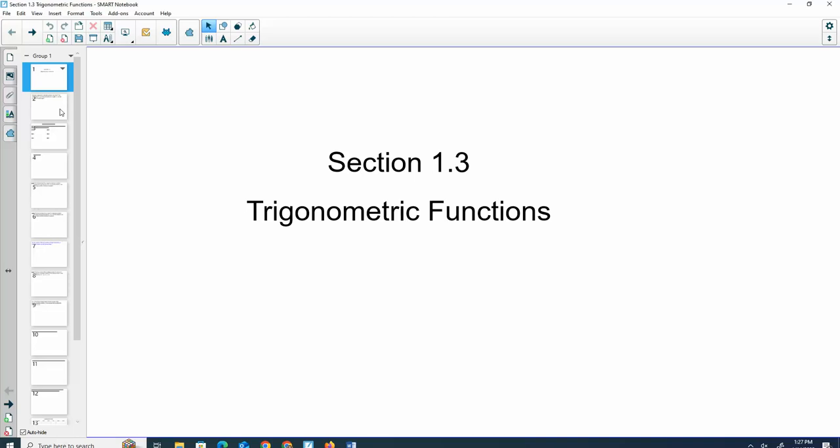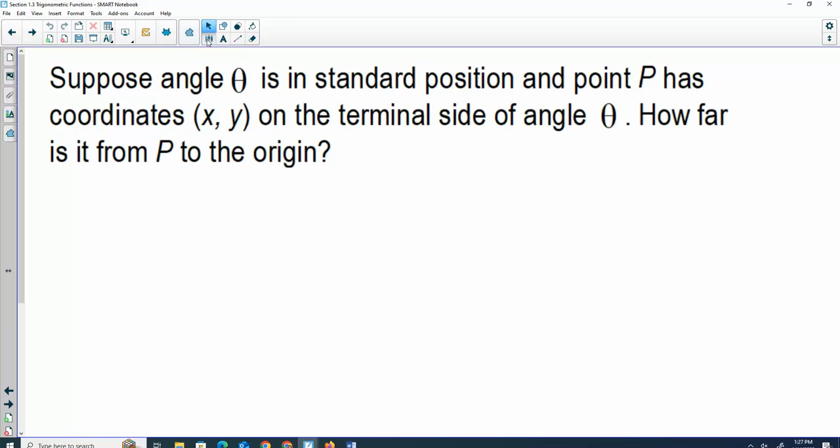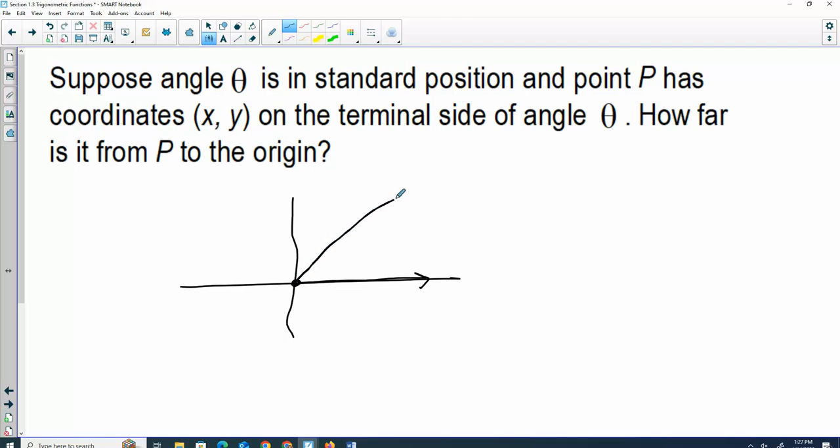So if I were to give you an angle in standard position, remember standard position, think that xy axis, the vertex is at the origin, the initial side is the positive x-axis, and we have some point on the terminal side. Okay, it could be in any quadrant. I'm just drawing an angle and point xy is on this side. If I want to know how far it is from that point to the origin, I am looking for this distance right here.